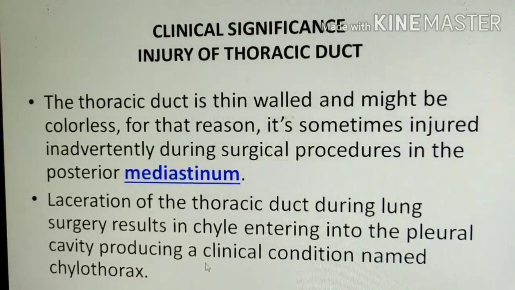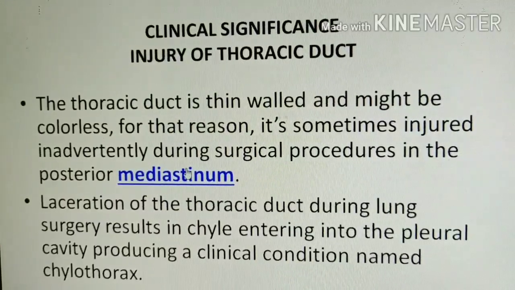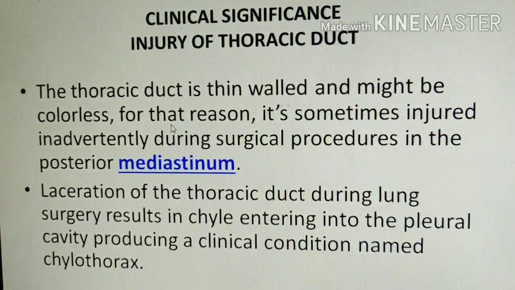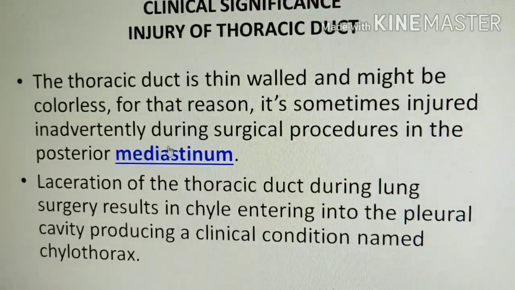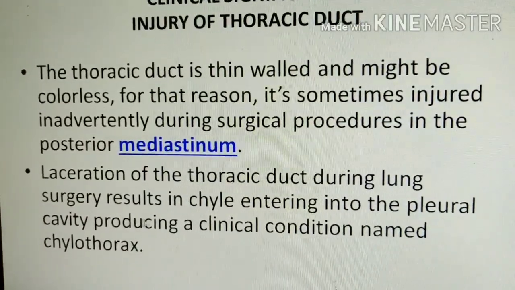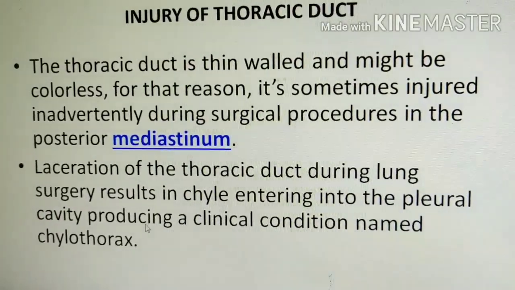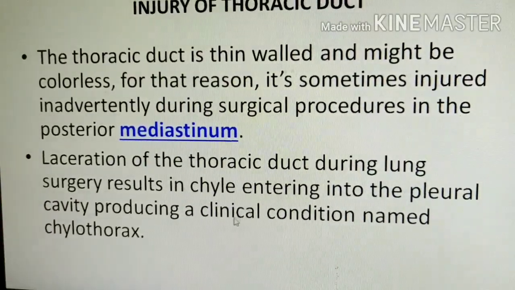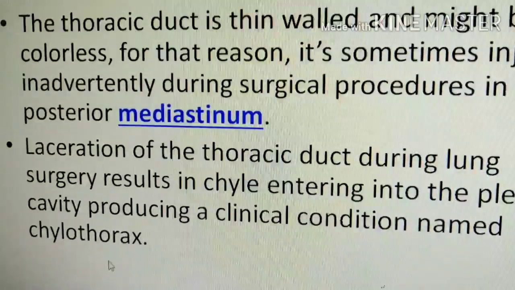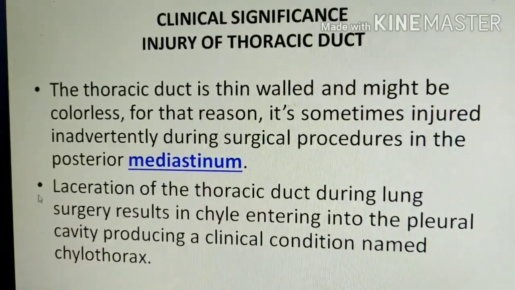Clinical correlation: injury of the thoracic duct. The thoracic duct wall is thin and colorless, so it is sometimes injured inadvertently during surgical procedures in the posterior mediastinum, like surgery of the lungs. There can be laceration of the thoracic duct, and then chyle enters the pleural cavity and produces a clinical condition called chylothorax. So chylothorax is the more important clinical correlation of the thoracic duct.